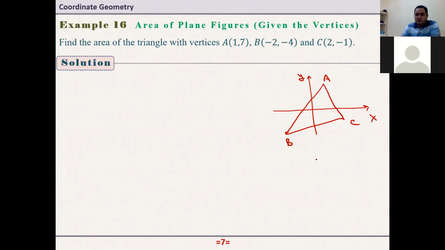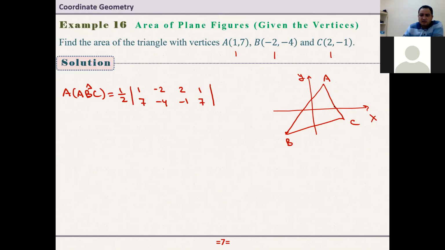So now what is the area of this triangle ABC? It equals 1 over 2. At the top, we need to write the x coordinates starting from A: that is 1, negative 2, 2, and also the first coordinate again, 1. And the y coordinates: here we have 7, the second one is negative 4, the third one is negative 1, and again 7.